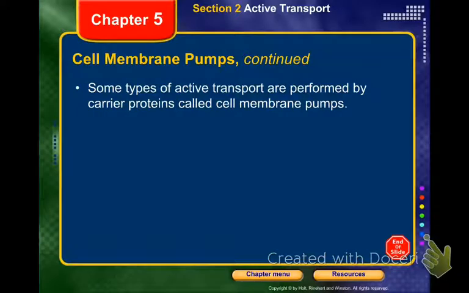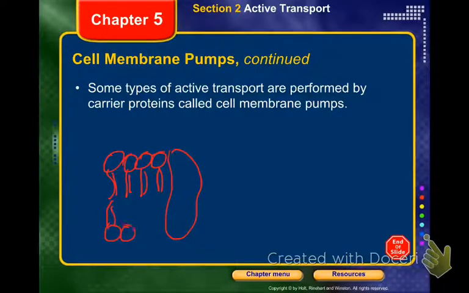We need to look back. What is the structure of the cell membrane? Okay, remember our cell membrane structure. We have all of those phospholipid heads. And then we have proteins. We call them transmembrane proteins.